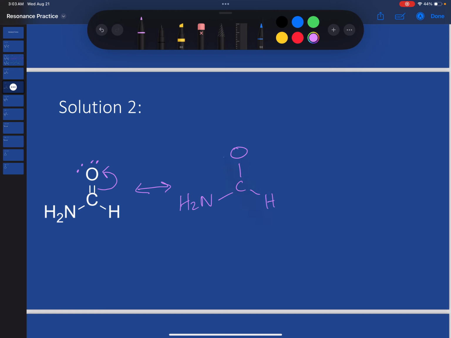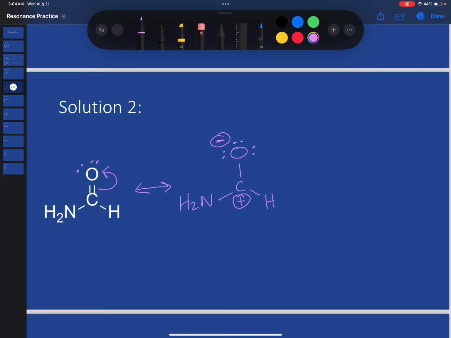Once I do that, I now have a single bond between the oxygen and the carbon, and because I have three sets of lone pairs on the oxygen, I know that this should have a negative charge, and because I have a carbon here that has only three bonds, it should have a positive charge. Negative charge to oxygen, positive charge to the carbon. And so this is one possible resonance structure.